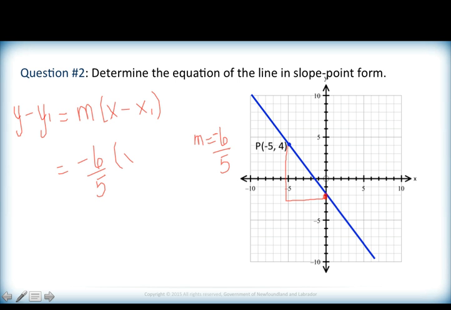And our next step is to actually take the point that we're given, -5 and 4, and substitute it in for x1, y1. So if we have x subtract a -5, that will produce a +5. If we have y subtract 4, that will give us y subtract 4. So the equation of the line graphed in slope point form is y subtract 4 equals -6/5 times x plus 5.